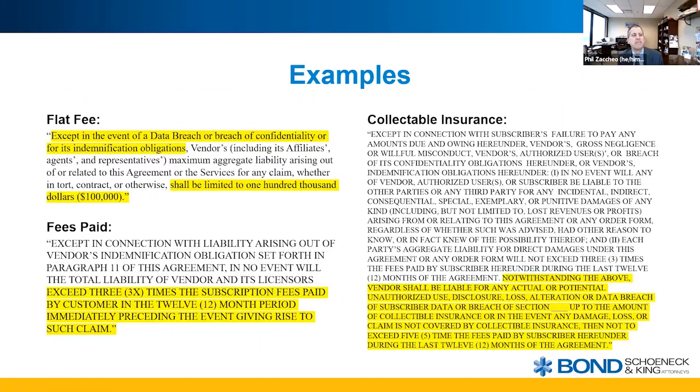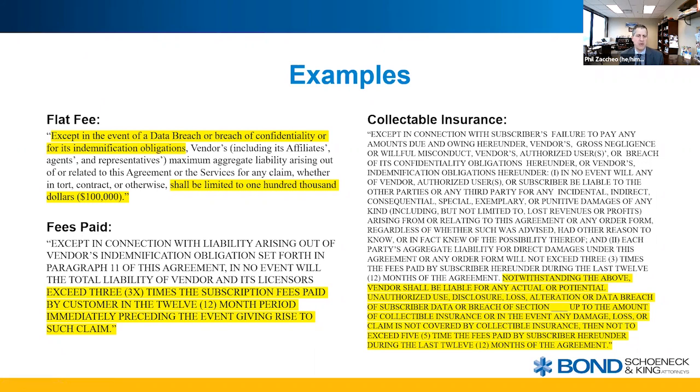Okay, next slide, please. All right, so here are just some examples. I'm cognizant of our time limitation here, so I'm not going to spend a lot of time on this, but just real quickly. So upper left, you have a flat fee approach there. The negotiated amount is $100,000. The other thing to note here is the front end of that provision. As Amber had mentioned, the institution here has carved out of the liability cap data breach or breach of confidentiality or indemnity obligations of the vendor. So those just don't get capped at all. Everything else is capped at $100,000.